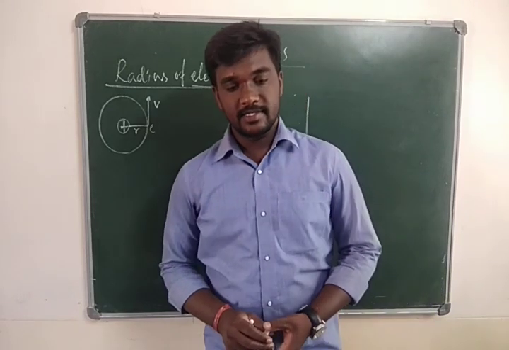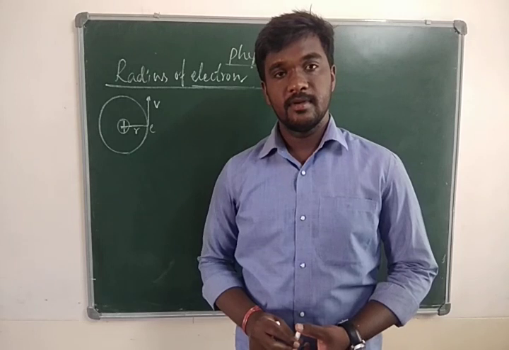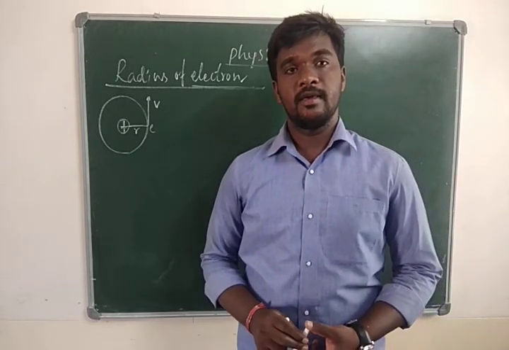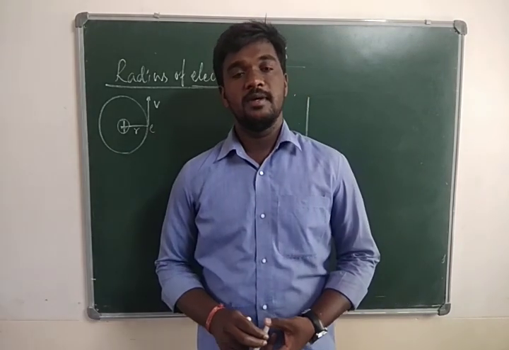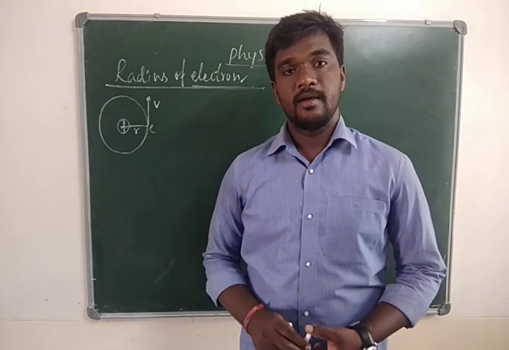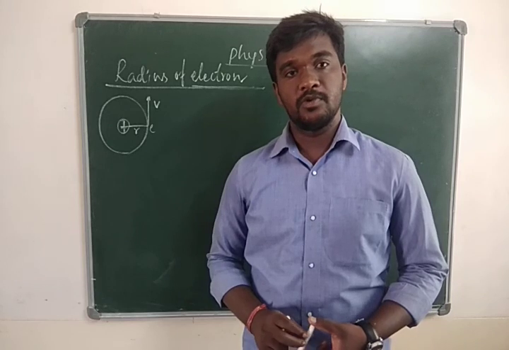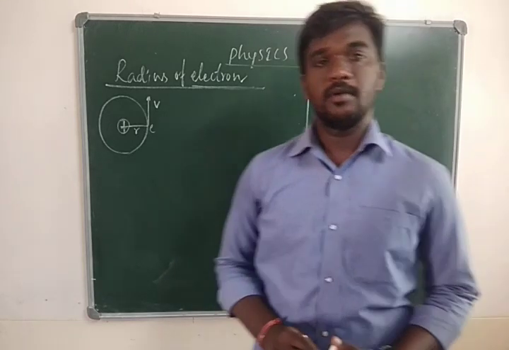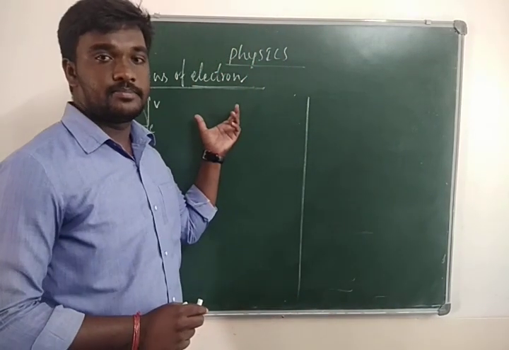In the previous classes, we discussed the introduction of the atom, and also some atomic models like the Rutherford model, the Geiger-Marsden experiment, and Bohr's model of the atom. We also discussed Bohr's postulates in the previous class. Now let me derive the radius of the electron.